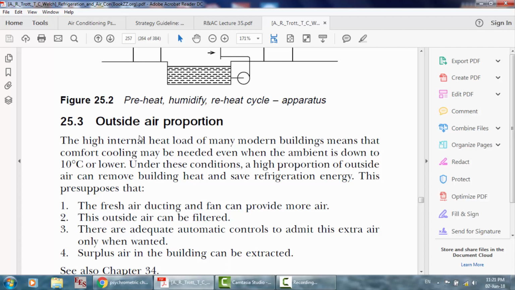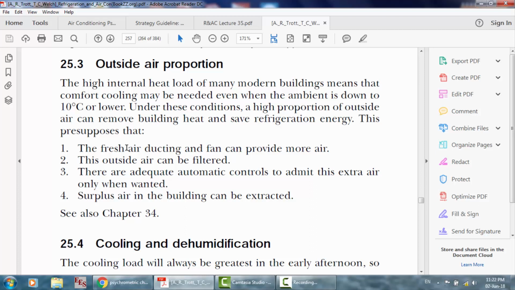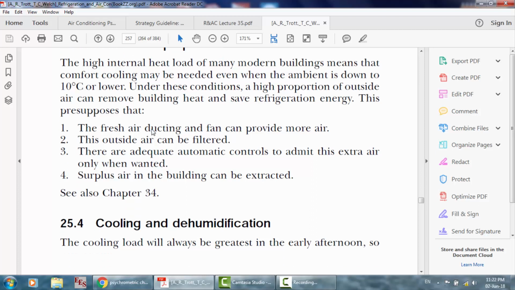Also, the outside air proportion. The high internal heat load of many modern buildings means that comfort cooling may be needed even when the ambient is down to 10 Celsius or lower. Under these conditions, a high proportion of outside air can remove building heat and save refrigeration energy. This presupposes that the fresh air ducting and fan can provide more air, that this outside air can be filtered, and that there are adequate automatic controls to admit this extra air only when wanted. Surplus air in the building can be extracted.